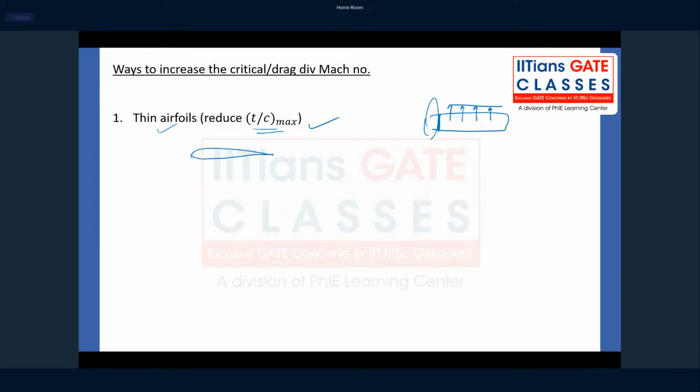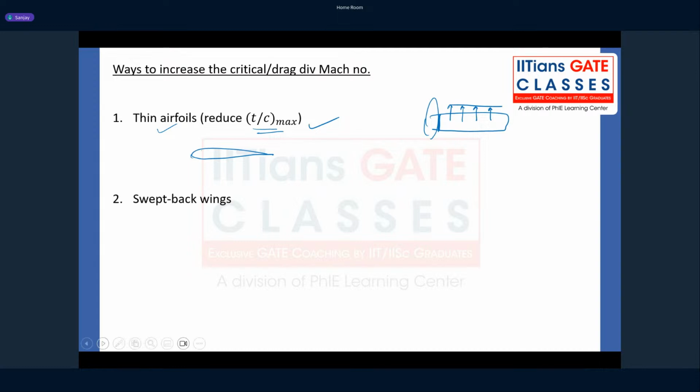Yeah, that is also a right answer, because if I make a very thin airfoil, I will not have enough space to store fuel, because sometimes in aircraft there are also additional fuel tanks on wings apart from the fuselage, right? So you need to store fuel. That is why you cannot go to very thin airfoils.